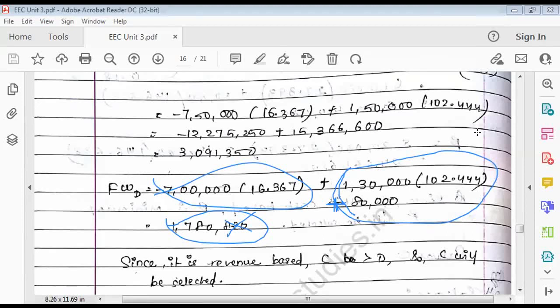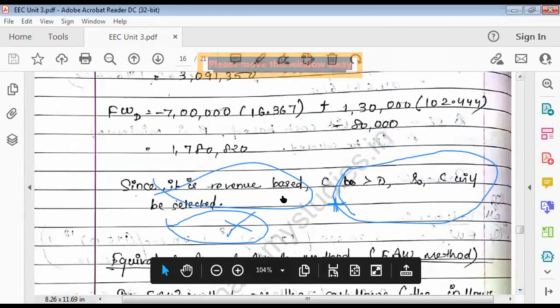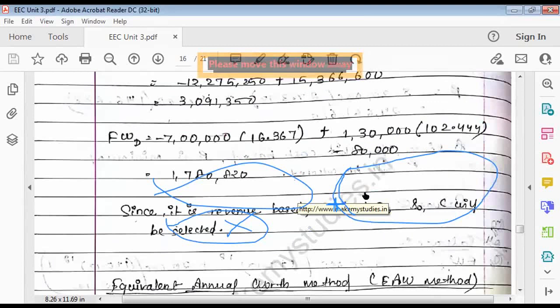And we can look at the final answer. Since revenue best case, C is greater than D, so C should be selected. So you find C's FW value is greater than D's FW value. Because this is a revenue based case, C should be selected. Now this concludes your future worth method of project evaluation. Okay, thank you.